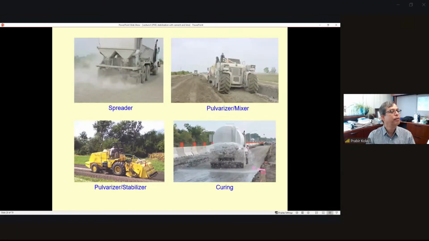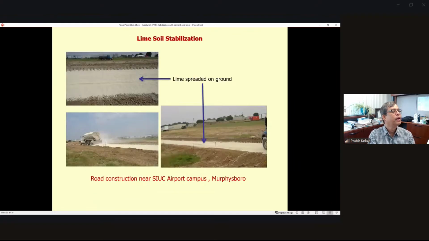So this is how it looks, the spreader, how they spray the dry lime, and then it pulverizes, and then you add water. After it pulverizes and stabilizes, they compact it, and then add water and compact it again, and then leave it for curing. So this is close to my campus. I just took some pictures here.